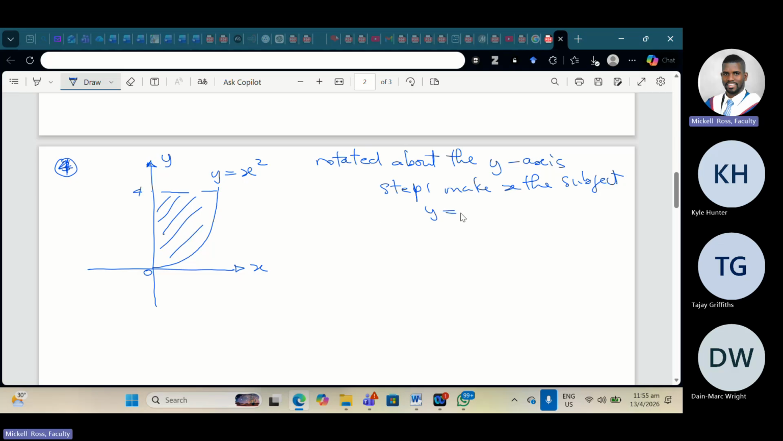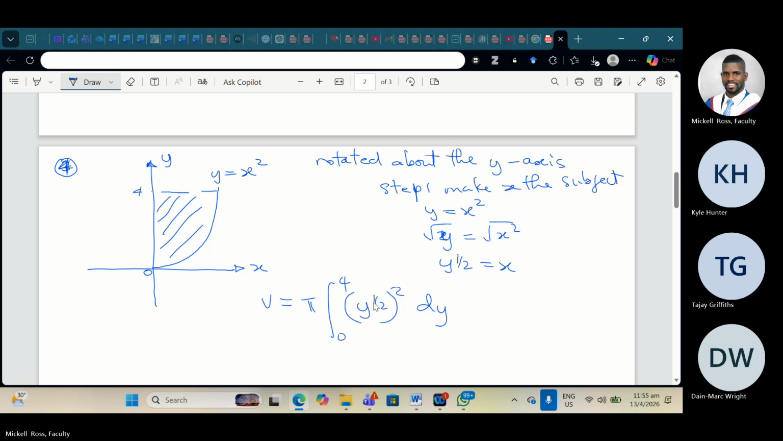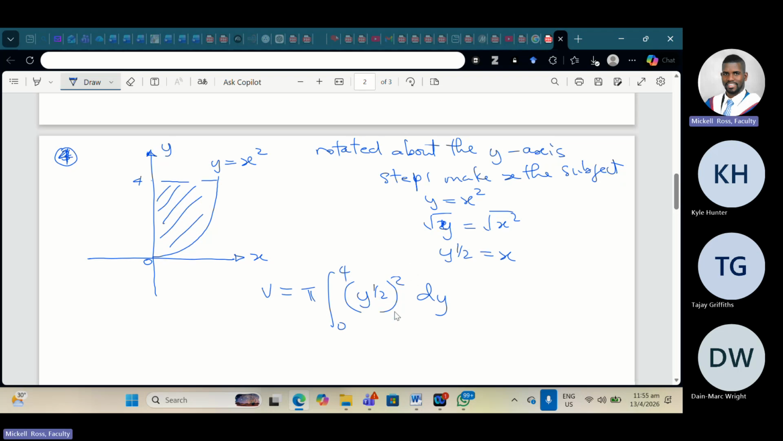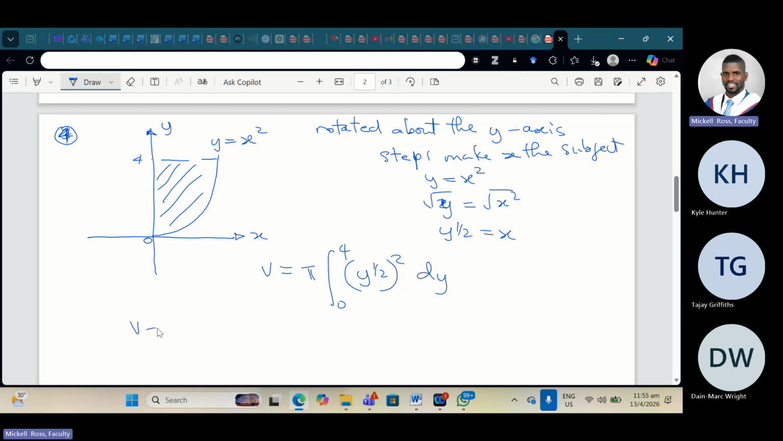So we have y is equal to x squared. Find the square root of both sides. So we know that y to the half is equal to x. So the volume is equal to pi times the integral from 0 to 4 of y to the half, and you're going to square it, dy. Half times 2, that's going to give us 1. So we're just going to get the integral of y. The volume is going to be equal to pi times the integral from 0 to 4 of y dy.